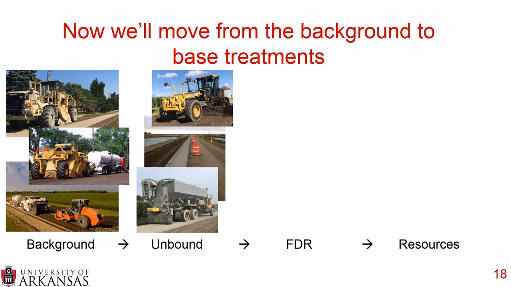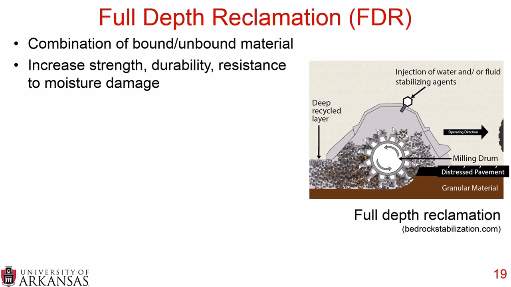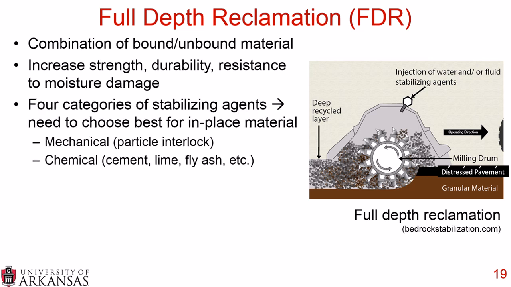So now that we've taken a look at the unbound materials, let's transition to full depth reclamation, which is a combination of bound and unbound materials. So you can see here on this image, as the full depth reclamation reclaimer goes through your pavement structure, you're milling both granular material, and that can include base, subbase, and subgrade material. And then you're also including the distressed pavement. And this is the key difference. Full depth reclamation is a combination of bound and unbound material. Now it does increase strength, durability, and resistance to moisture damage.